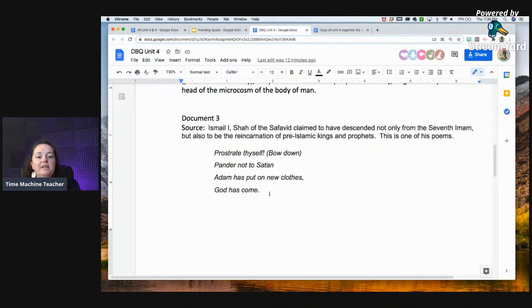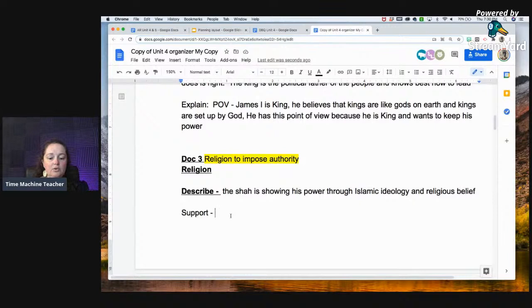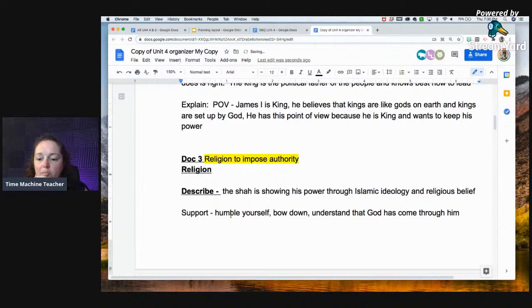In his poem, he's saying, bow down. We don't want to use those same words. Maybe humble yourself by bowing before him and understanding that God has come through him. To be respectful of God. Yeah, so humble yourself. Bow down. Understand that God has come through him. By wearing new clothes, God came through him. Well, the important part, yeah, there you go.